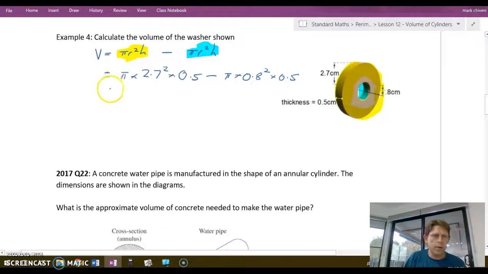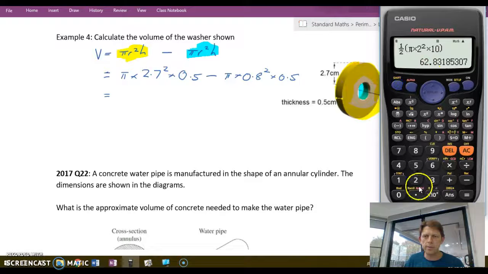Okay, so we're going to key all of that into the calculator, and we can do that all as one line in the calculator. Our calculator's smart enough to work that out. So we're going to start with pi times by 2.7 squared times by 0.5. Or you could put 0.5, it doesn't really make a difference. The calculator will take it either way. Times by minus the pi times by 0.8 squared times by 0.5. Once again, you can go 0.5 there, but the calculator will be happy with just 0.5, that's fine. All right, so we press equals and we end up with our volume of the washer.